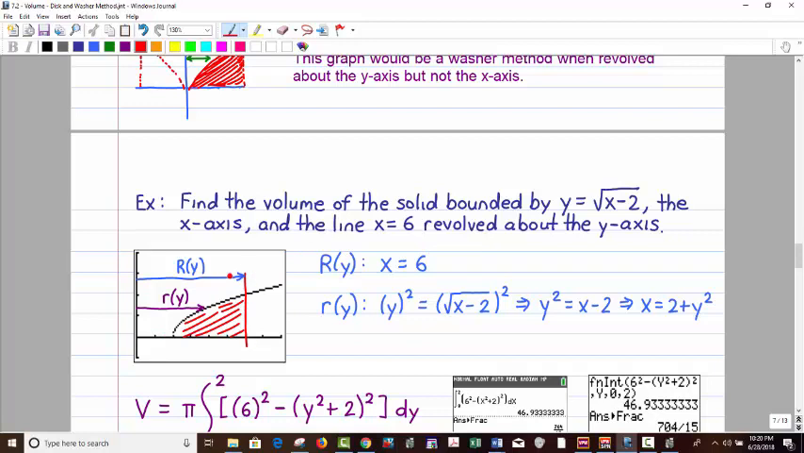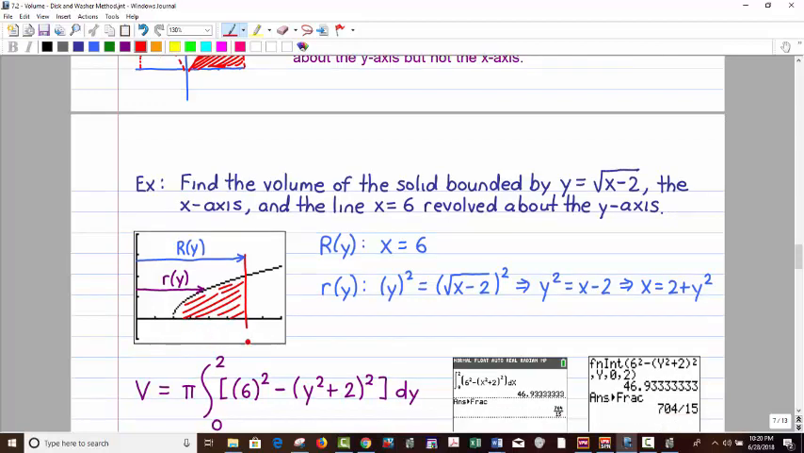The calculator would not graph the line x equals 6 because it won't graph vertical lines in the rectangular coordinate system. Later on, we'll talk about the polar coordinate system. You can actually make the calculator graph a vertical line. But anyway, there's y equals the square root of x minus 2. Obviously the domain would start at 2, and so we're looking at this region.